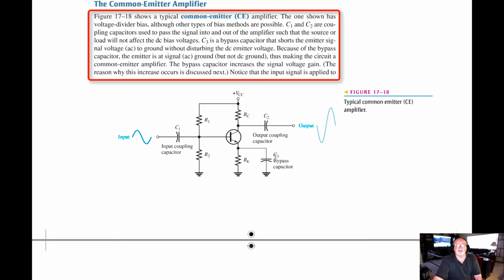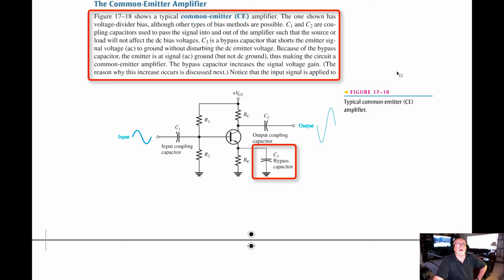The capacitor C3 is a bypass capacitor. C3 shorts the emitter signal voltage AC to ground without disturbing the DC emitter voltage. Because of the bypass capacitor, the emitter is at signal AC ground but not DC ground, thus making the circuit a common emitter amplifier. So you can see that's why we call it common emitter. The bypass capacitor increases the signal voltage gain.